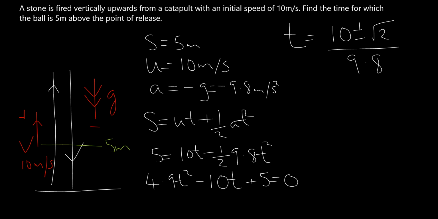which gives us the two values of t as 0.876 and 1.165. Two values because we have a quadratic equation, and we expect two values because the ball reaches 5 meters on its way up and also on its way down.